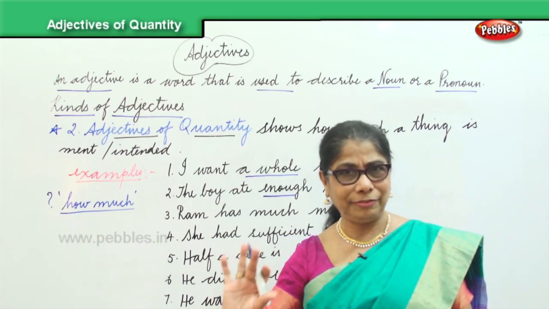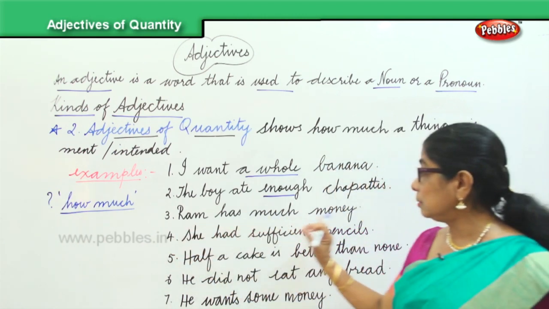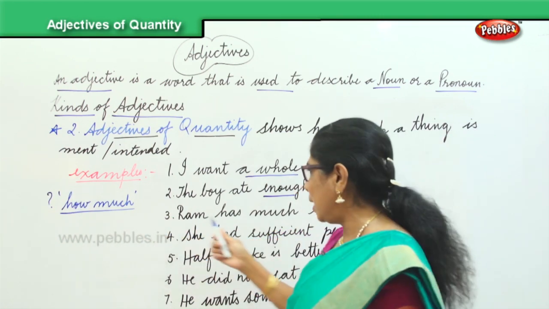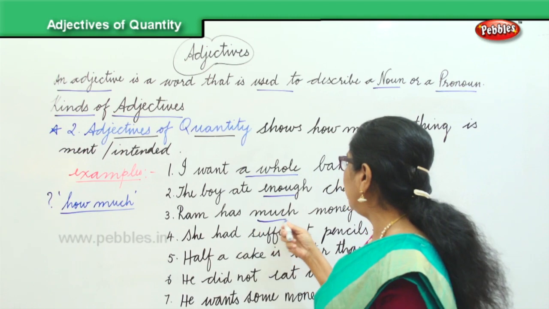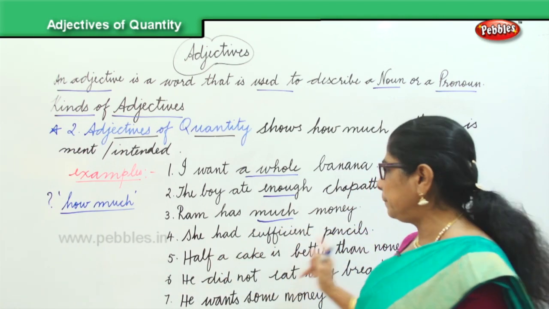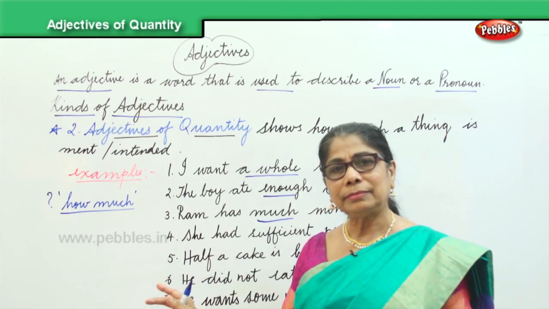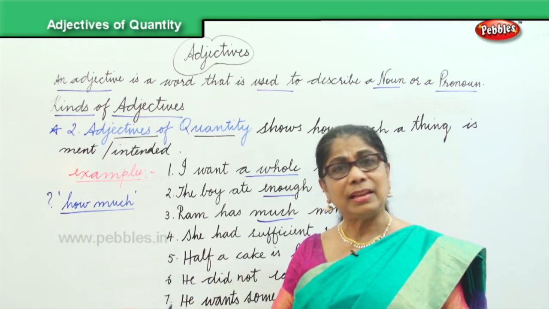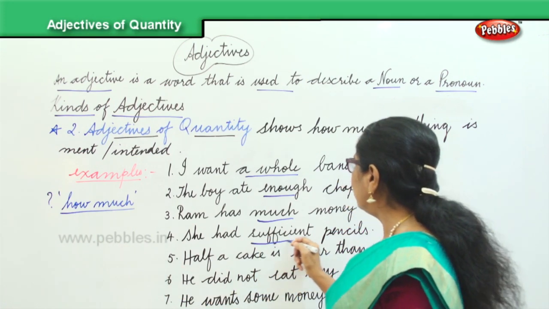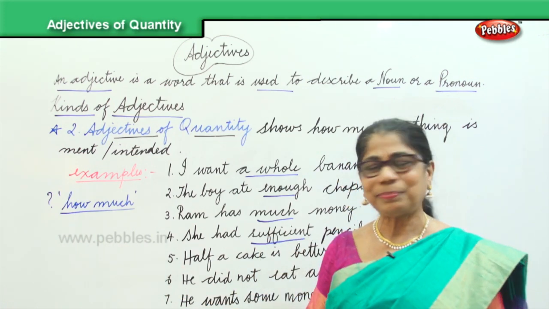What his stomach could take in. How much? Enough. He ate enough. Ram has much money. Ram has money. How much money? Much. Lots, plenty. She had sufficient pencils. She's going to write a test. She has pencils. Yes. How much? She's got sufficient. Means more than she needs.